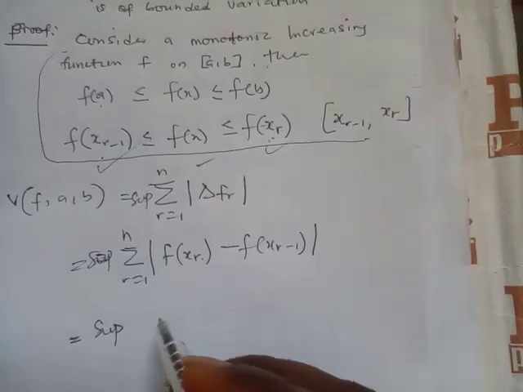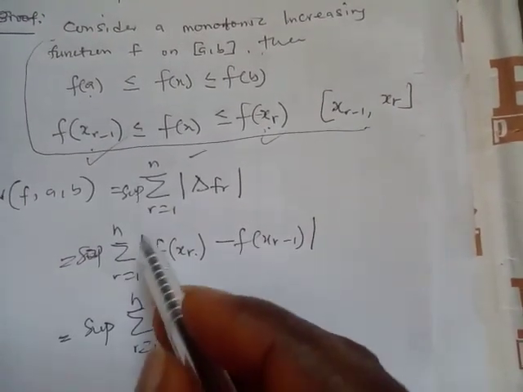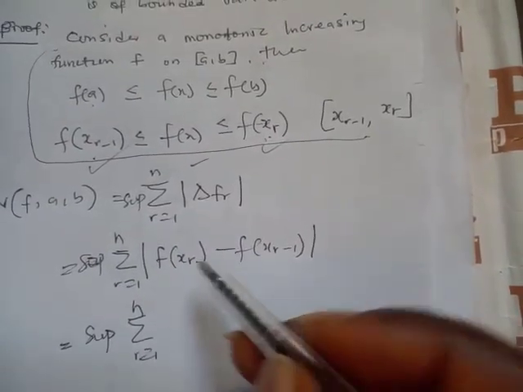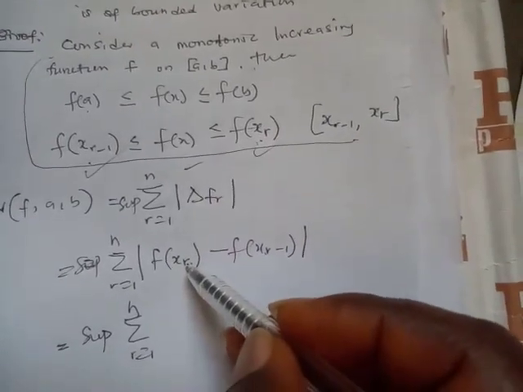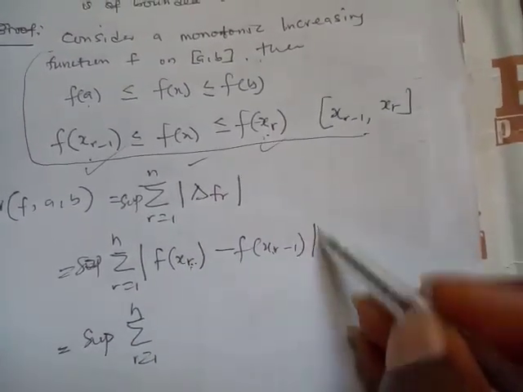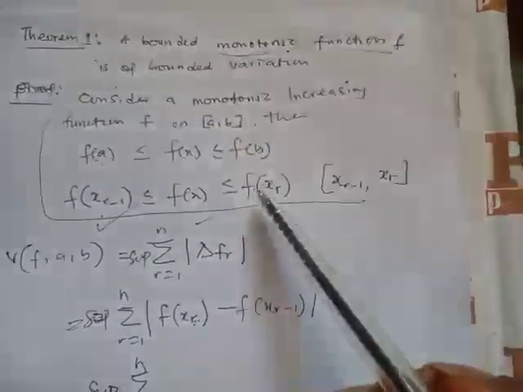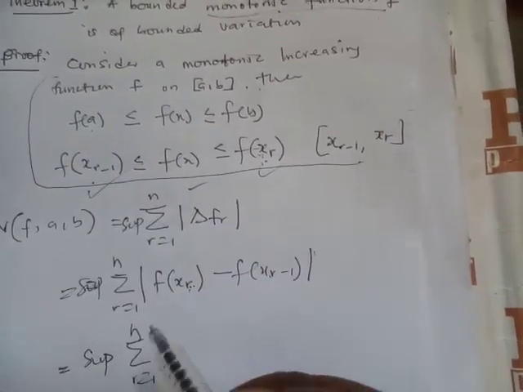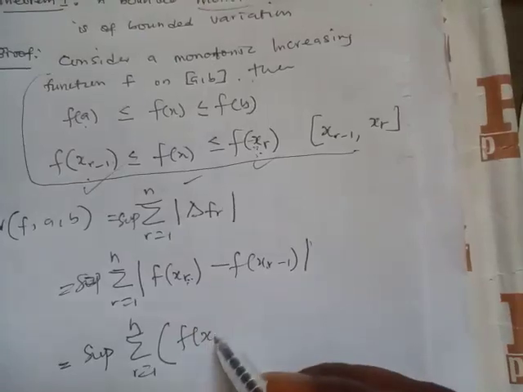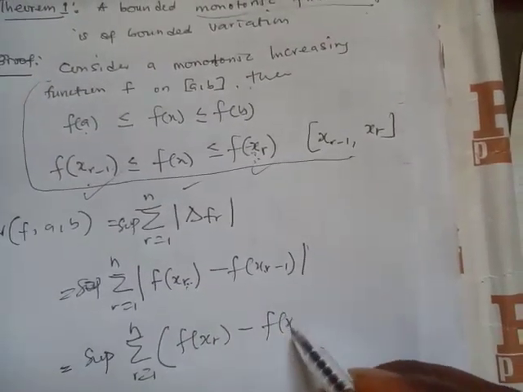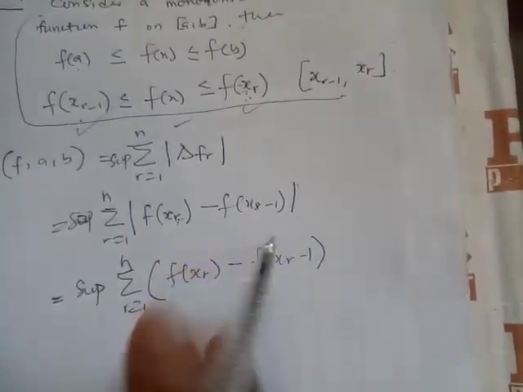Now, the reason why this absolute value is there is that we don't know whether this will be greater than this or this will be greater than this. We don't know, so we put the absolute value to neglect the negative. But because we have been told that f is monotonic increasing, definitely this will be greater than this. In that case, I can take away this absolute value and turn it into a bracket, because since f is monotonic increasing, this will always be greater than this.